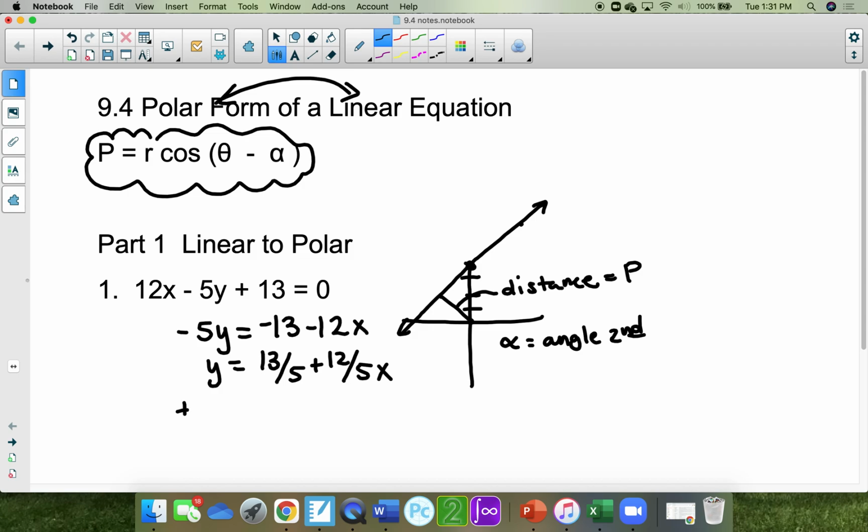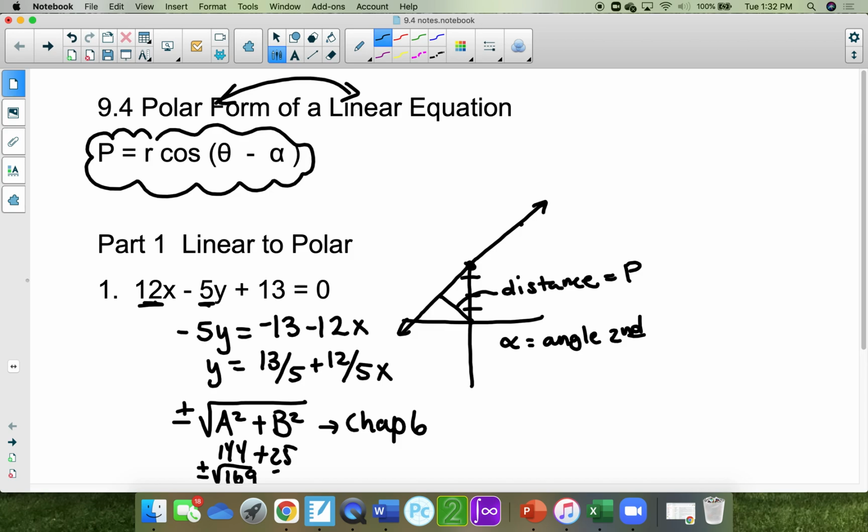So you need to do plus or minus the square root of a squared plus b squared. We had this in chapter 6 already, so this is kind of a review. A squared, this is the a, this is the b, so it's 144 plus 25, which makes 169, and it's plus or minus the square root of 169, so it's plus or minus 13. And it's always the opposite of the C value. So if this is a positive 13, it's going to be a negative 13.